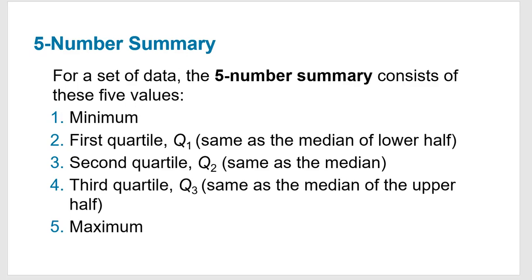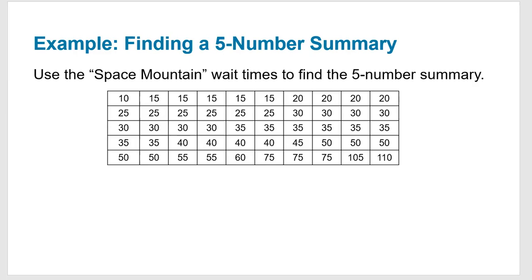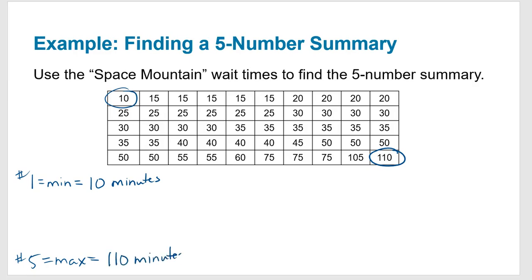All right, so I have an example. We're going to walk through how to find this 5-number summary and then talk about how we can use it. Here are our Space Mountain times again. I know you guys are probably getting sick of these, but we're going to go through it again and find our 5-number summary. Number 1, we find our minimum value, and that's probably the easiest. That's 10 minutes. We also need to find our maximum, number 5. That is 110 minutes. I usually start with those two.